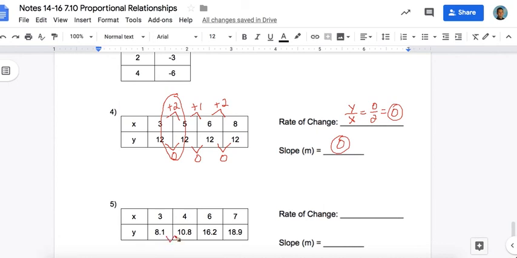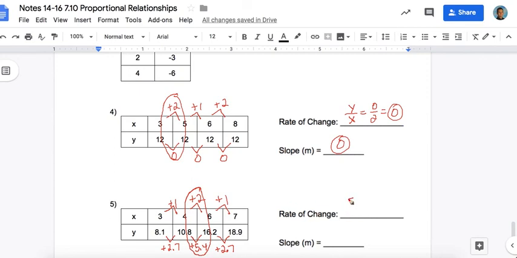Okay, and our last one. We have a change of 2.7, went up by 2.7. This one went up by 1. The change in y here is 5.4. And the x change is 2. And then the y change here is 2.7. And the x change is 1. Now, these two are the same. This one looks different, so I'm going to check it out to be sure.